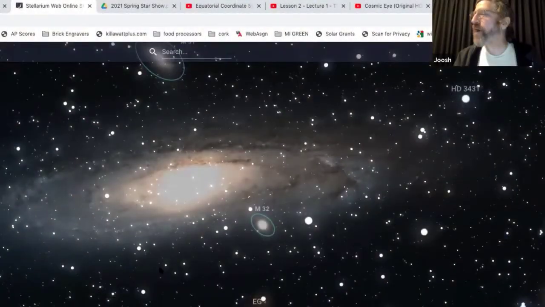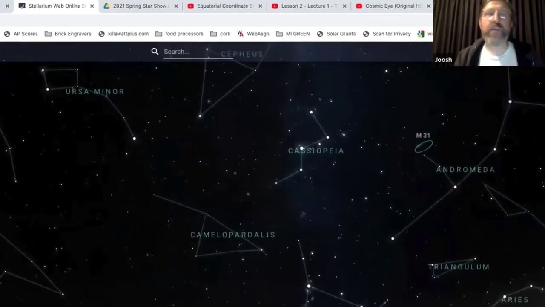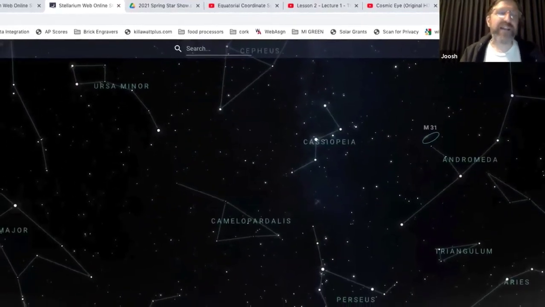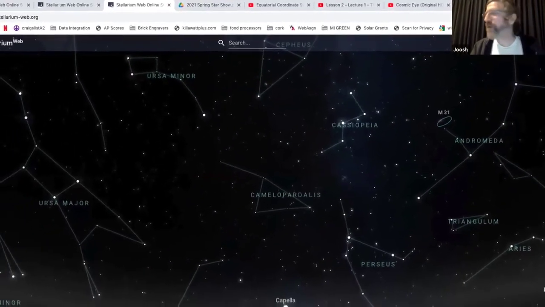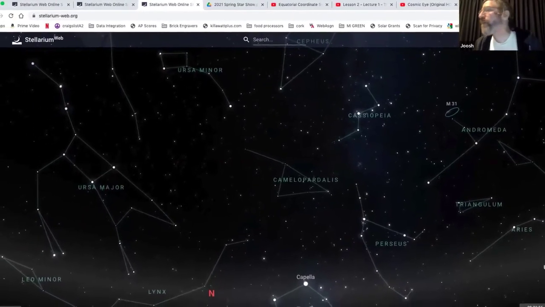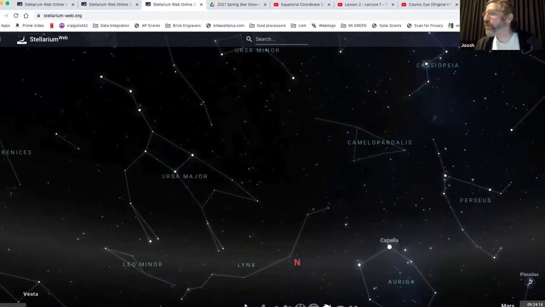Fun stuff there, Andromeda Galaxy. I find Andromeda the best in late summer. Late at night in late summer is when I'm up and when it's out. So that's probably the best time that I found to see it. Back to the mnemonic, doing more of the mnemonic.